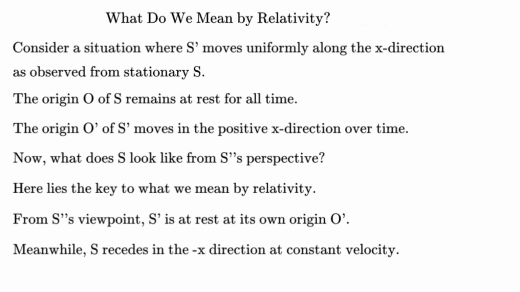What do we mean by relativity? Consider a situation where S prime moves uniformly along the x direction as observed from stationary S. The origin O of S remains at rest for all time. The origin O prime of S prime moves in the positive x direction over time. Now, what does S look like from S prime's perspective? Here lies the key to what we mean by relativity. From S prime's viewpoint, S prime is at rest at its own origin O prime. Meanwhile, S recedes in the negative x direction at constant velocity.